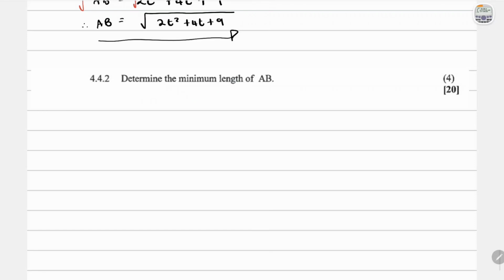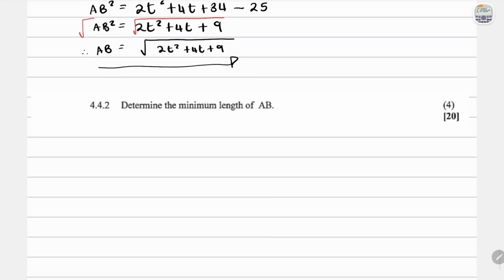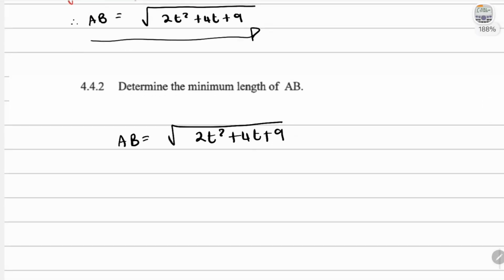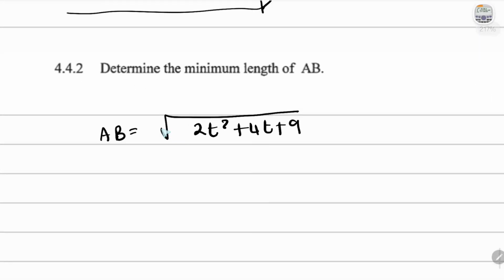Okay, so determine the minimum length. Okay, you want to find the minimum length. The length right now of AB is this, okay? That's square root 2t squared plus 4t plus 9. What do you notice about this and what is under the radical? Okay, what's under the square root is a quadratic expression. You can find the minimum length of this. So if you find the minimum length of the quadratic expression and you substitute it into this, it's going to give you the minimum length of AB. Because even if it's square rooted, it's still a minimum. So it's still the smallest length that you can have.